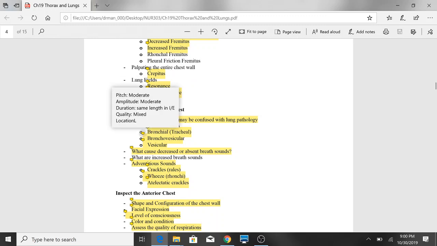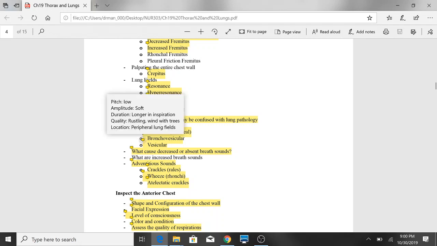Bronchovesicular: the pitch is moderate, amplitude is moderate, its duration is the same length in inspiration and expiration. Quality is mixed. And then vesicular: the pitch is low, amplitude is soft, duration is longer in inspiration. Quality is like rustling, like the wind in the trees, and it's located in the peripheral lung fields.